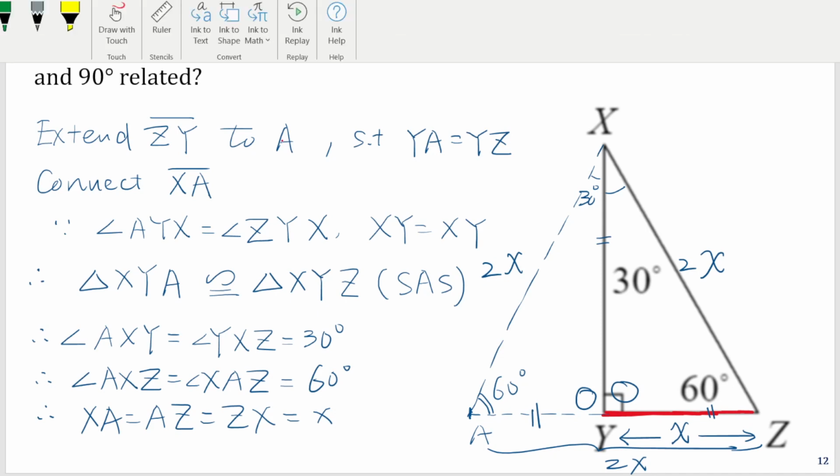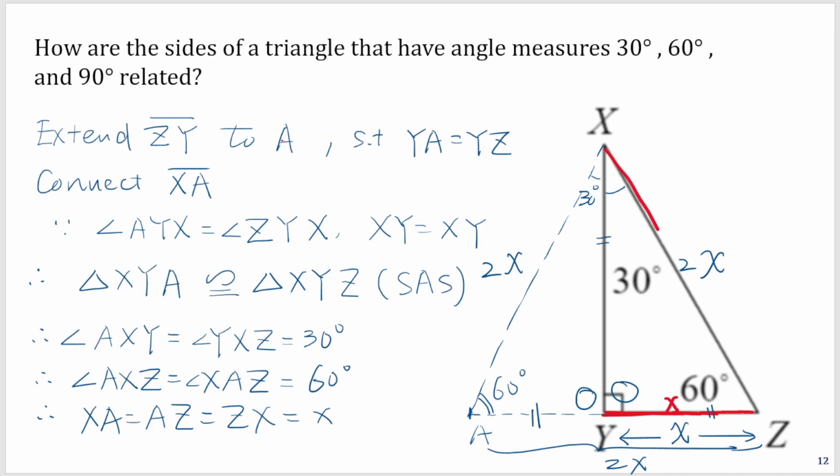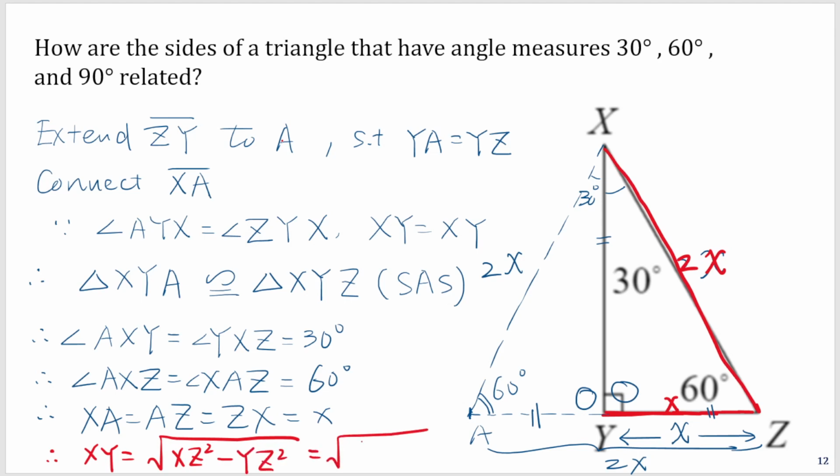Okay, then if you know this side is x, this side is 2x, so according to the Pythagorean theorem, XY is the square root of XZ squared minus YZ squared, right? Which is 4x squared minus x squared, which is square root 3 x. Can you see that? So this side is square root 3 x. Did you get it?